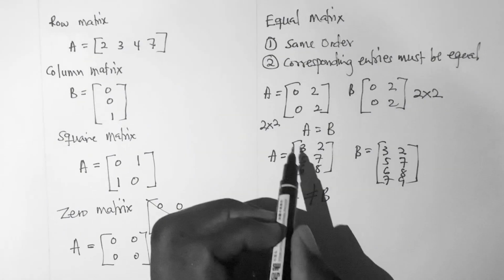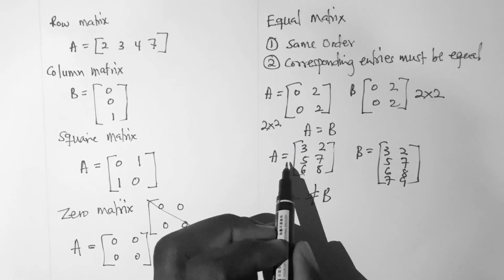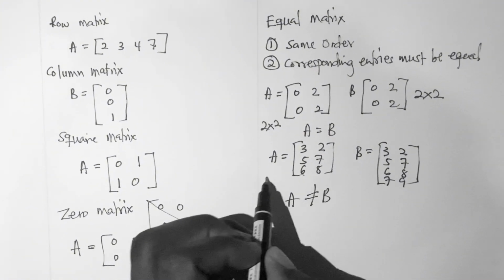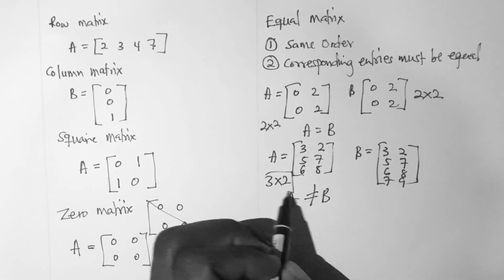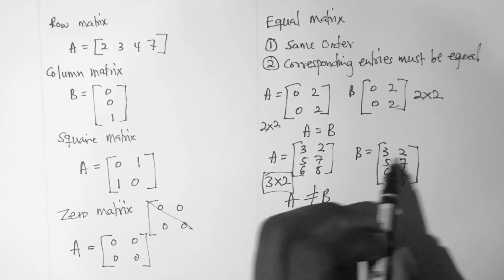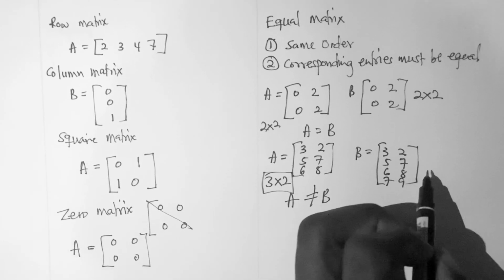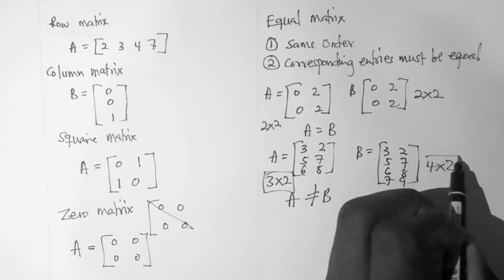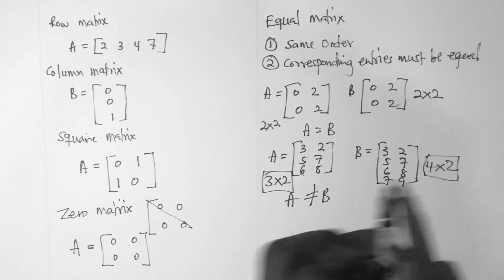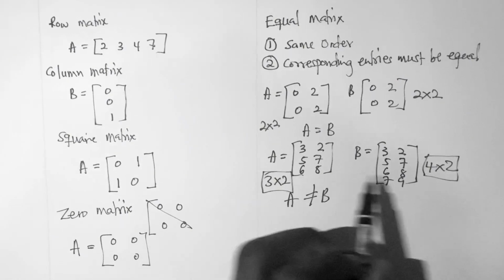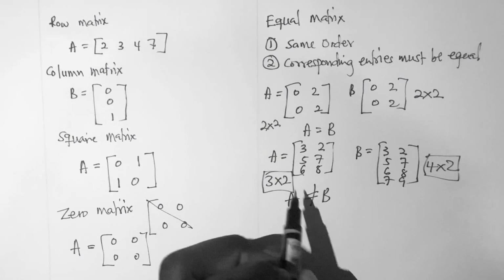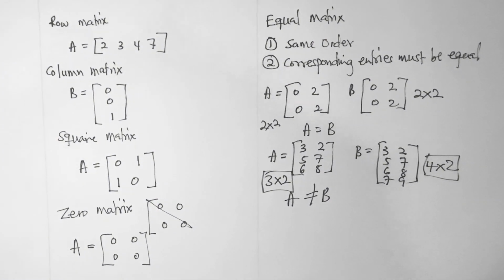The reason is because matrix A has order 3 rows, 2 columns. So this is a 3 by 2 matrix. And then matrix B has 4 rows, 2 columns, and this is a 4 by 2 matrix. So since they don't have the same order, irrespective of their corresponding entries, matrix A is not equal to matrix B. So now let's talk about addition and subtraction of matrices.